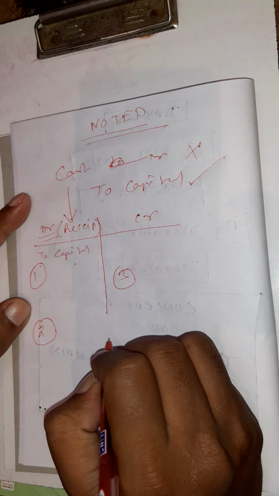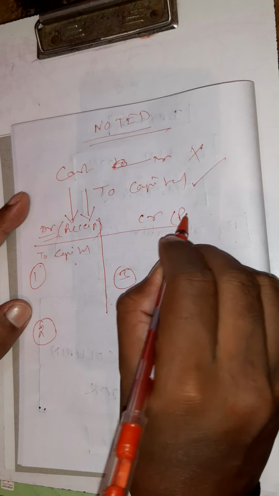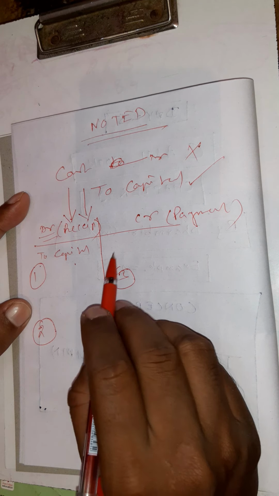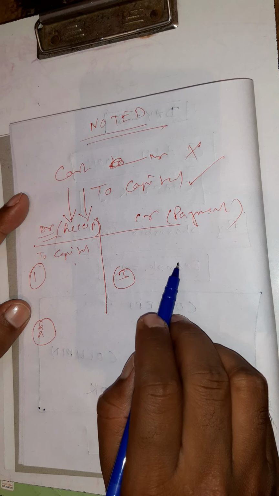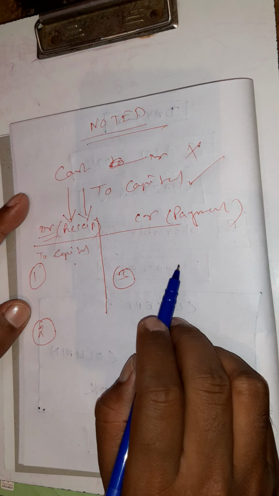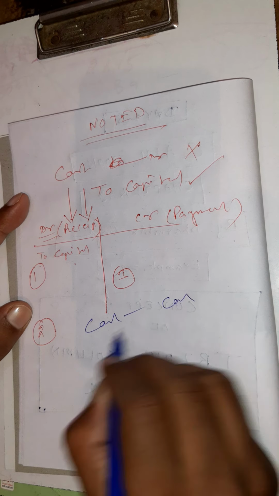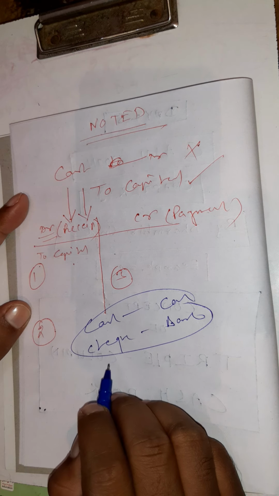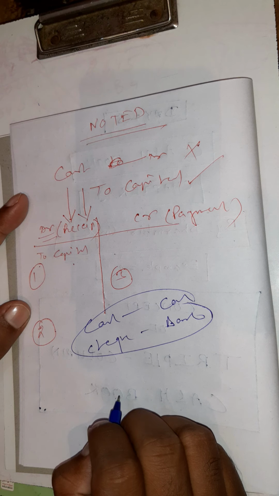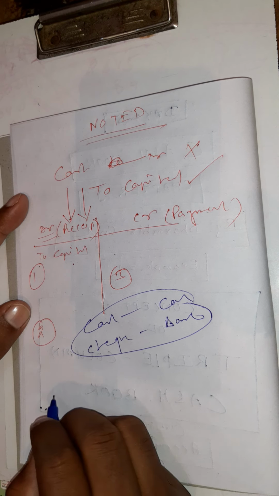Point 3: payments are written on the payment side. This is the receipt side and this is the payment side. Cash payments are written in the cash column and payments by check are written in the bank column. These are the differences. If by a transaction the bank balance increases, the bank column is debited, and if the balance decreases, the bank column is credited.